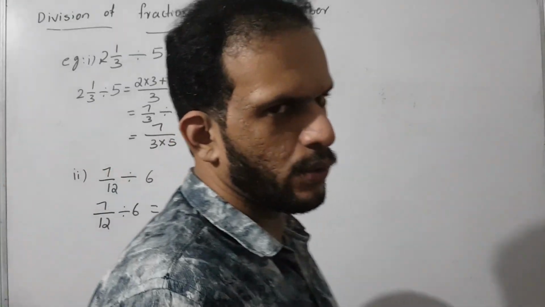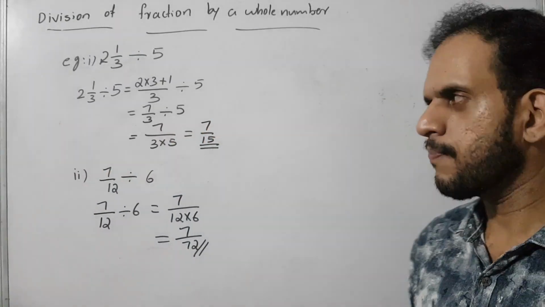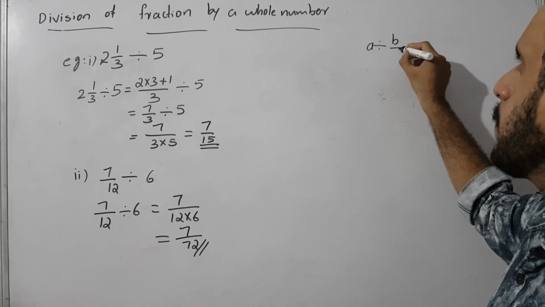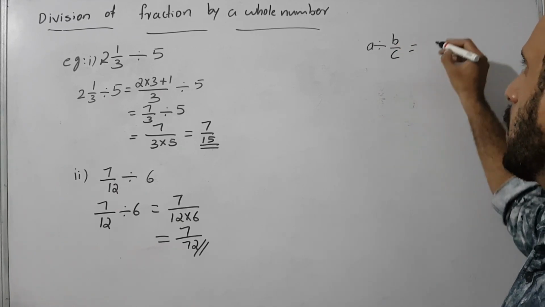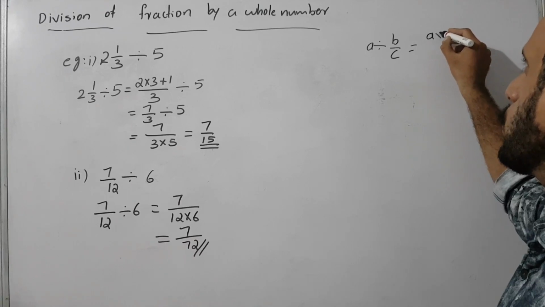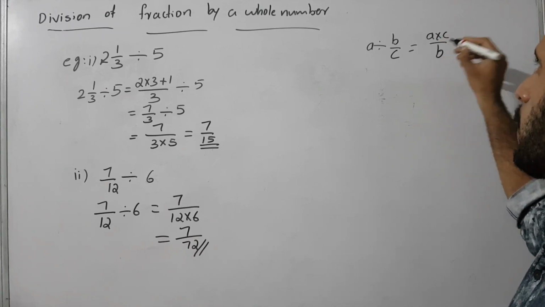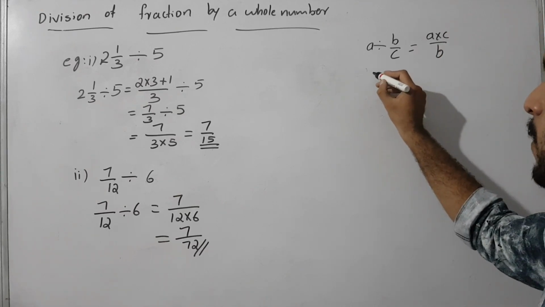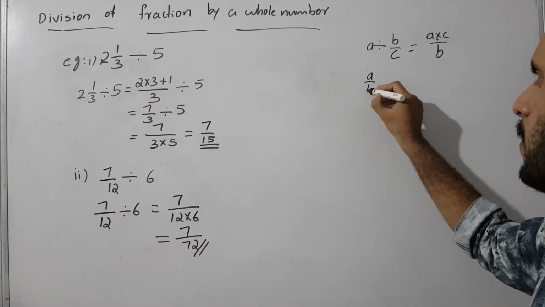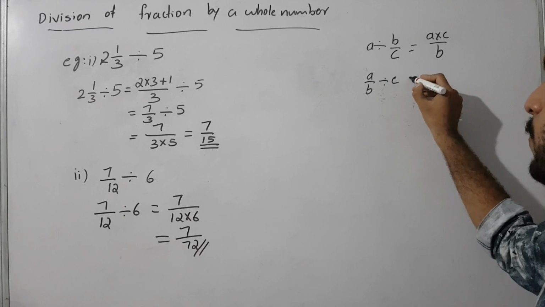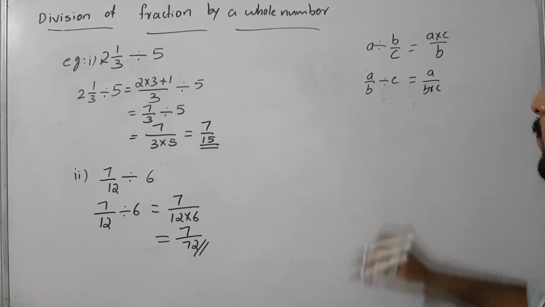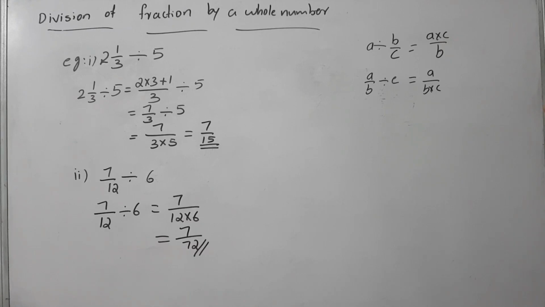Okay. Then don't forget the two rules. The first one: a whole number divided by a fraction, a divided by b by c is equal to a into c by b. Then the second: a by b divided by c is equal to a by b into c.